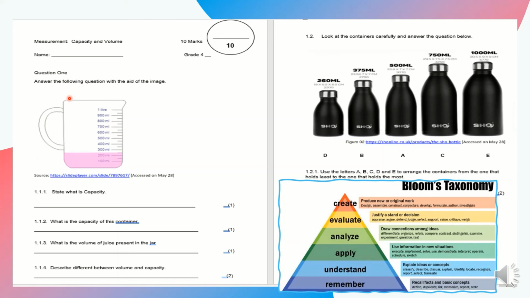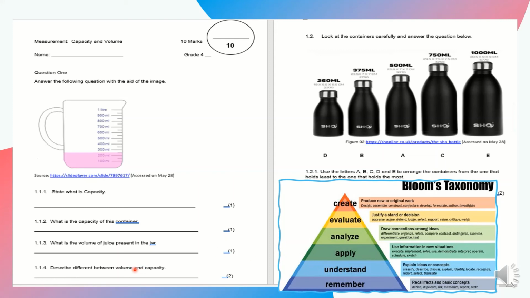In this case, the capacity is 1 liter because the jar has the ability to carry 1 liter of water, but the volume is what's actually inside. See? So volume is the liquid inside. Okay.